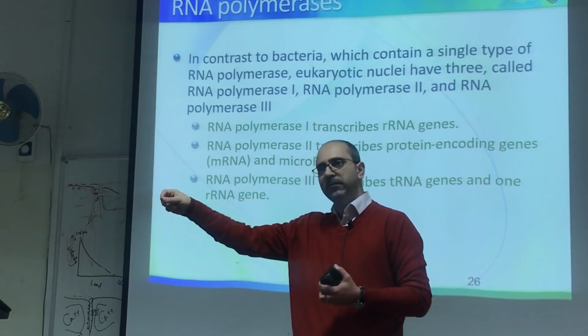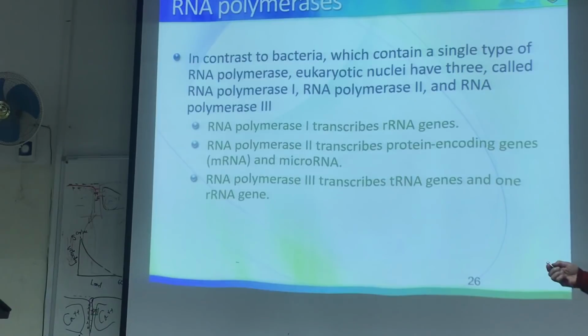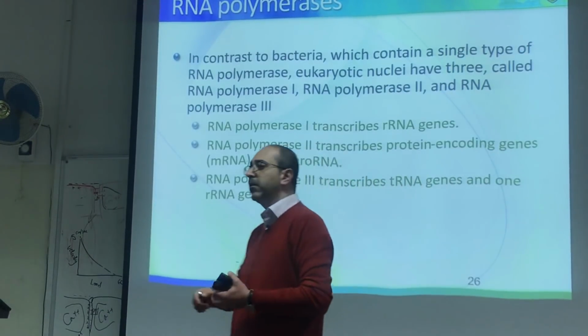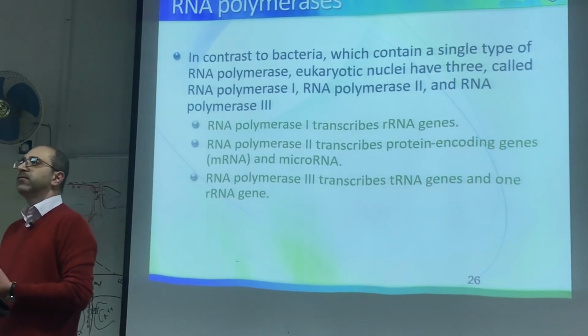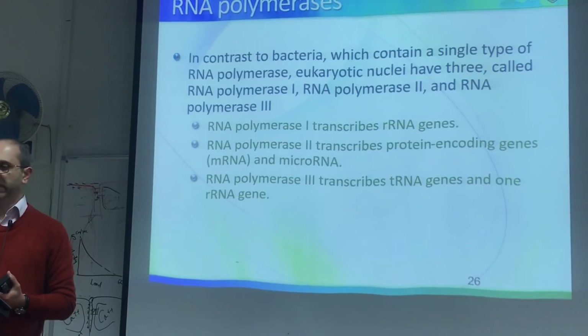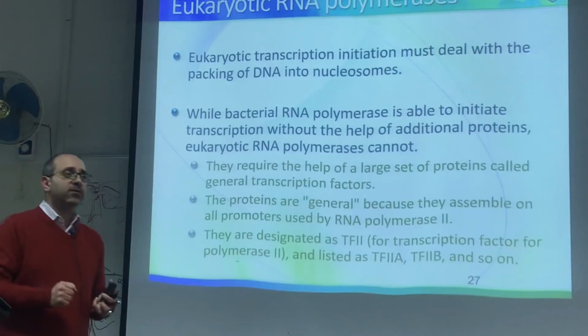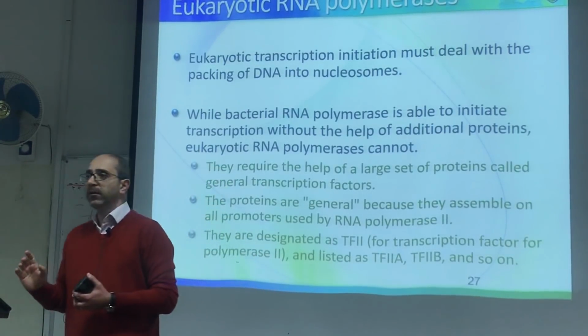mRNA اللي راح يصير بعدين it will be used to make proteins, and it's also responsible for synthesis or transcription of microRNA as well. نحكي عن microRNA later on. RNA polymerase 1 مسؤول عن ribosomal RNA. RNA polymerase 3 responsible for synthesis of tRNA as well as one type of the ribosomal RNA. ما علينا. هدول الeukaryotic RNA polymerases, they're not like the bacterial enzyme.